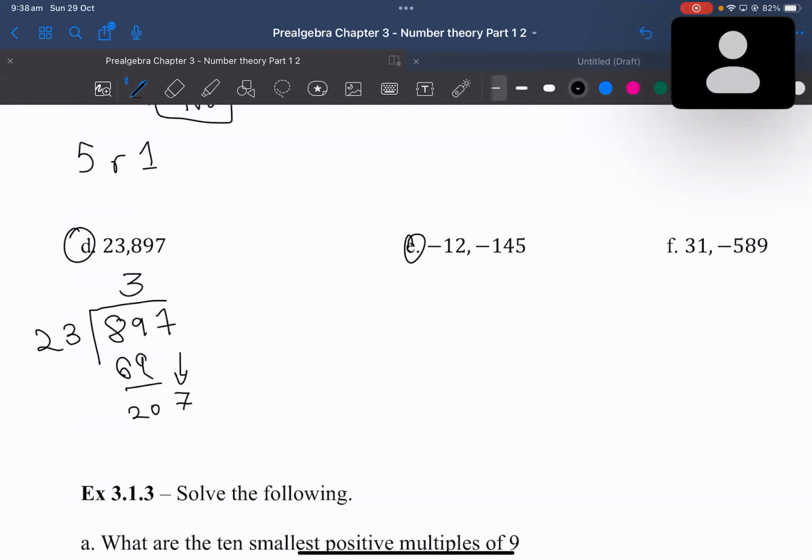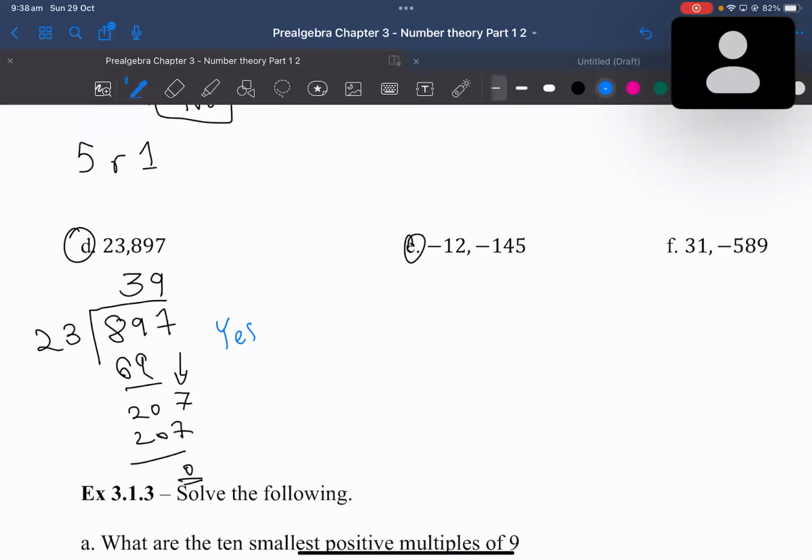23, 46, 69, 92, 115, 138, 161, 184, 207. That's 9 exactly. So very good, Oliver. So it is 9. Right? And 39, there's no remainder because it's exactly 207. The remainder is going to be 0. Therefore, the answer is yes.